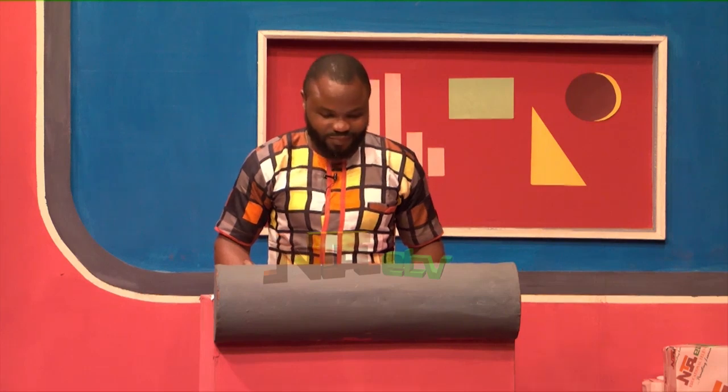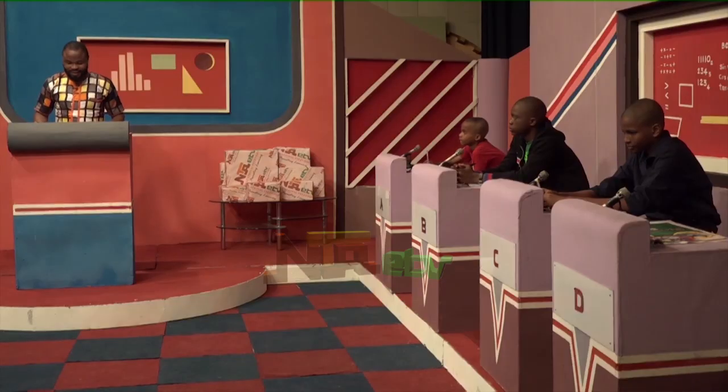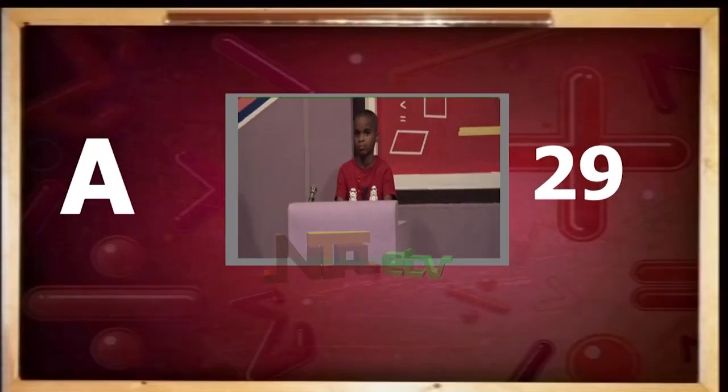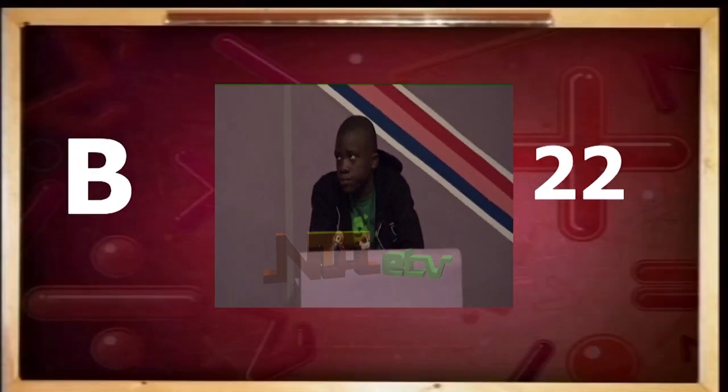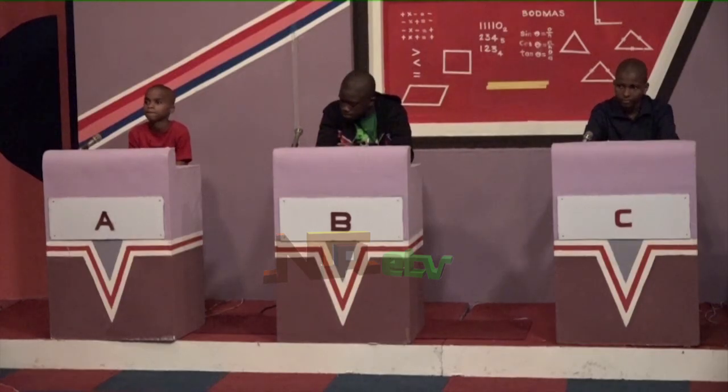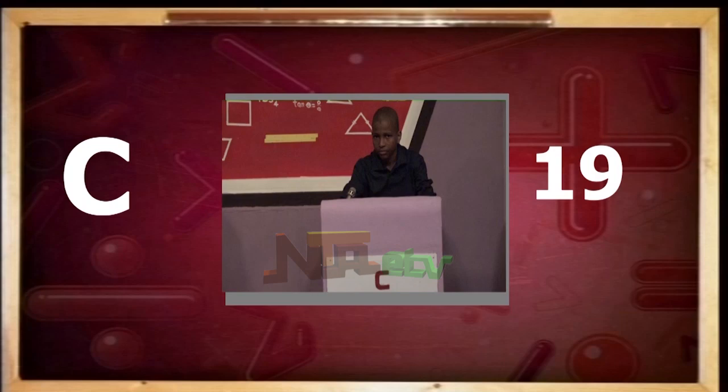Thank you. Welcome back to Work It Out. At the end of stage 2, we have the results and we find out who among our contestants will proceed to the final stage of the competition. Contestant A scored 29 points. Contestant B scored 22 points. And contestant C scored 19 points.